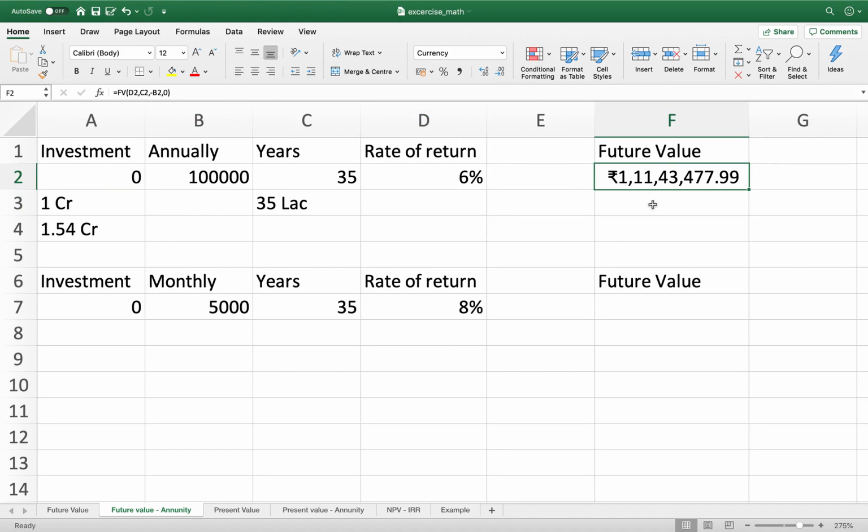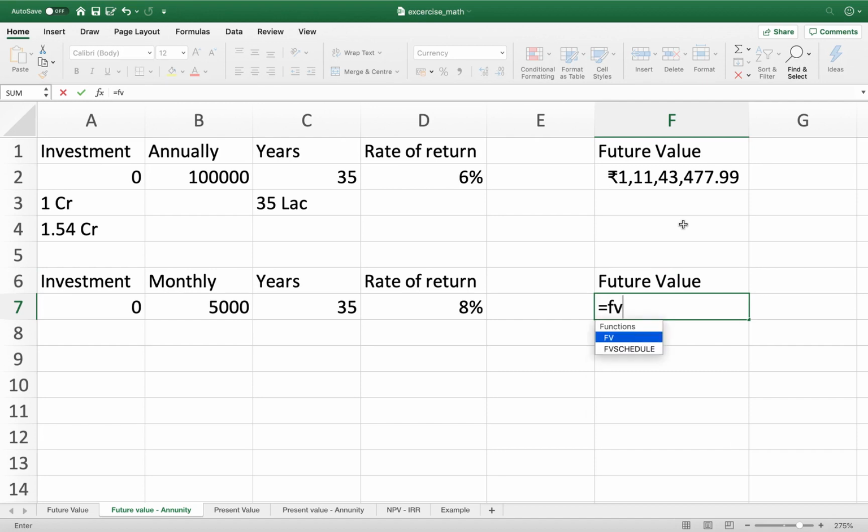So this is called an annuity. You can see here that in a situation like this, you get more money even if you put it into FD. And this kind of calculation you can do very easily now if you know the formula of FV, and you also know the syntax of FV.